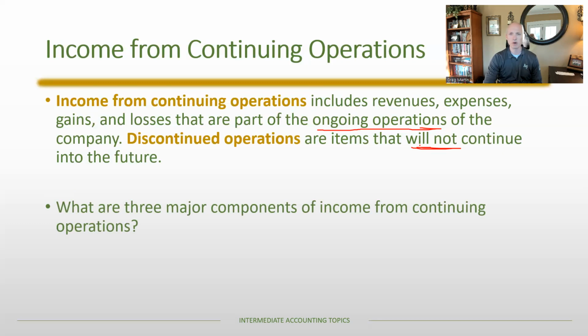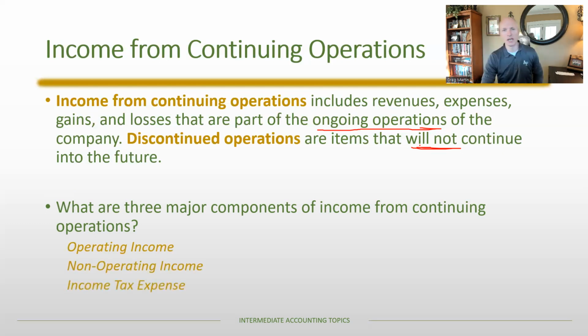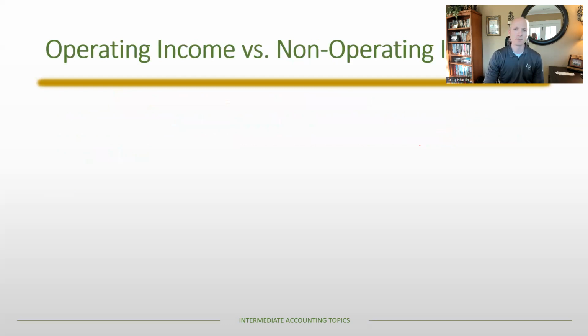So we talk about our continuing operations. There are 3 major components. First one is operating income. Second one is non-operating items. And then finally, income tax expense. And so those are 3 items that are separately presented on the income statement as part of our continuing operations.